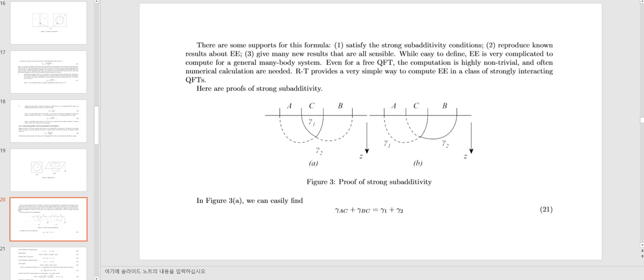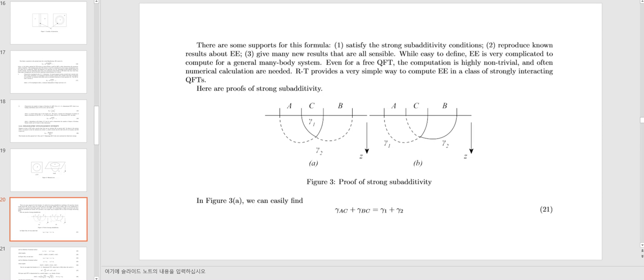While easy to define, entanglement entropy is very complicated to compute for a general many-body system. Even for free quantum field theory, the computation is highly non-trivial and often numerical calculations are needed. RT provides a very simple way to compute entanglement entropy in a class of strongly interacting quantum field theories.